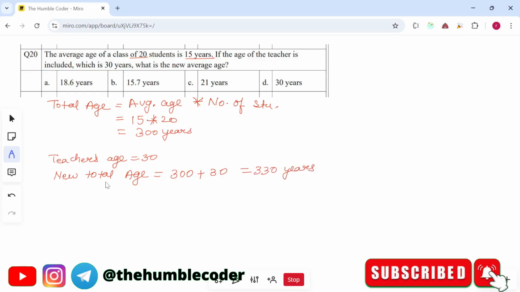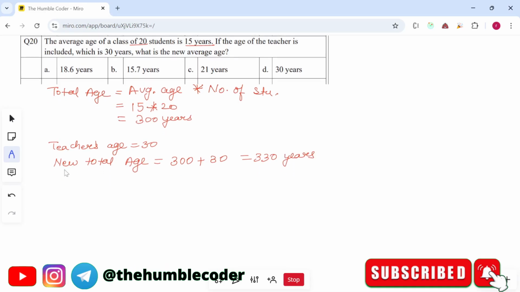Now since we have the new total age, we can find out the new average also. So let's try to find the new average. For the new average, what we can do is: new average is equal to the new total age divided by the total number of people. This is how we find averages, right?